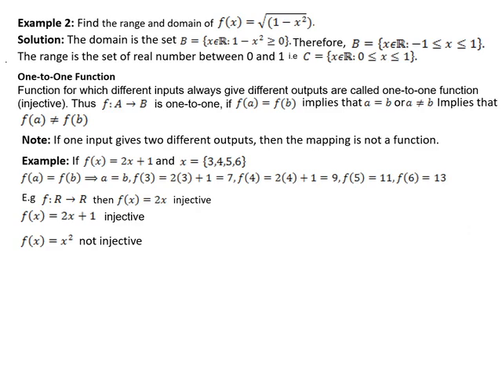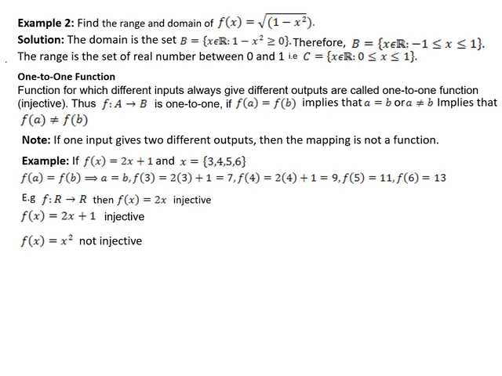There is another example there, where we have to find the range and domain of f of s. The solution is there. Also, one-to-one function. Functions for which different inputs always give different outputs are called one-to-one functions. We also call it injective. It's either one-to-one function or injective.